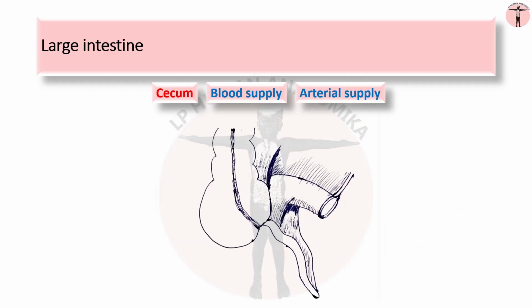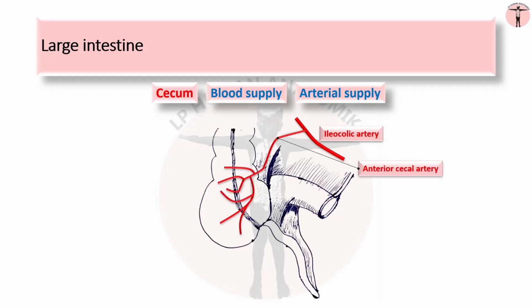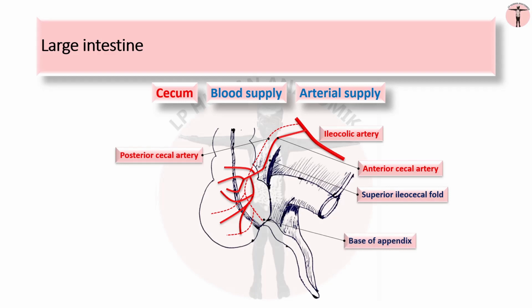Coming to the blood supply, the cecum is supplied by the branches of the ileocolic artery, a branch of the superior mesenteric artery. The ileocolic artery gives off anterior and posterior cecal arteries from its terminal part. The anterior branch reaches the cecum via the superior ileocecal fold. The posterior branch, in addition to the cecum, supplies the base of the appendix.